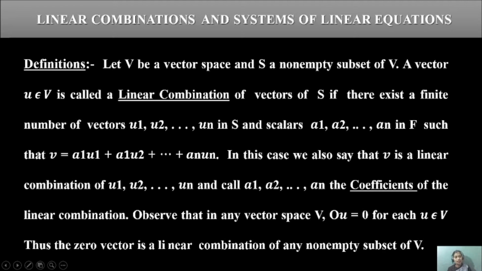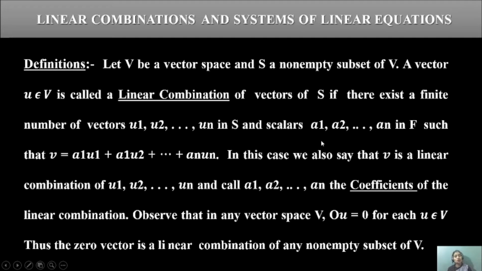if there exist a finite number of vectors u1, u2, ..., un in S and scalars a1, a2, ..., an such that v equals a1 u1 plus a2 u2 plus a3 u3 and so on, up to an un.